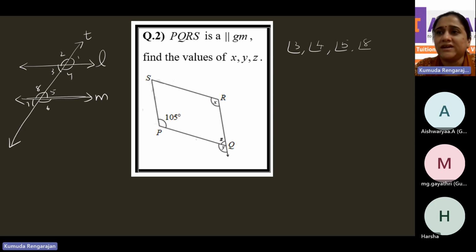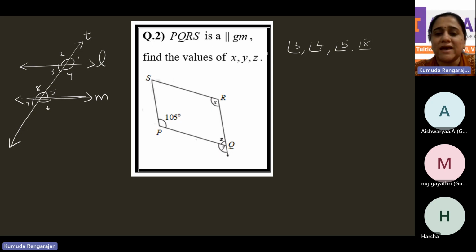Angle 4 is an interior angle. Angle 5 is an interior angle. Angle 8 is an interior angle. Interior angle is not about a pair of angles. It's one angle, that angle alone. Angle 3 alone is an interior angle. It's not that angle 3 and 4 are interior together. Independently, these angles are all interior angles. These 4 angles are called interior angles.